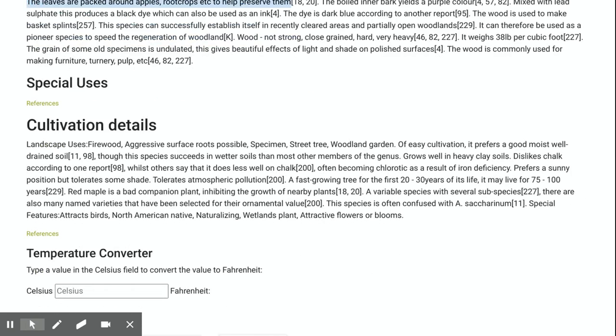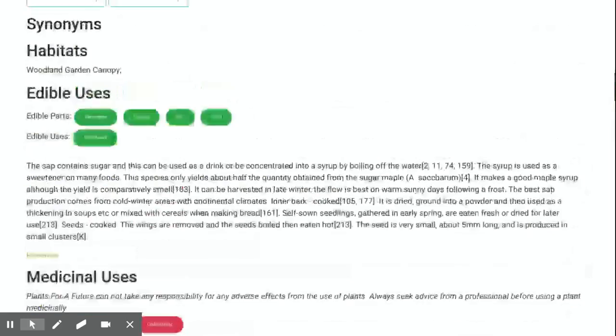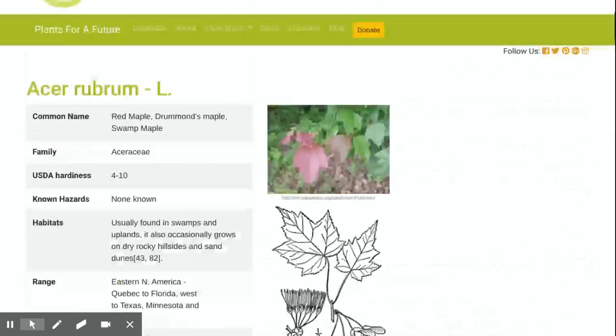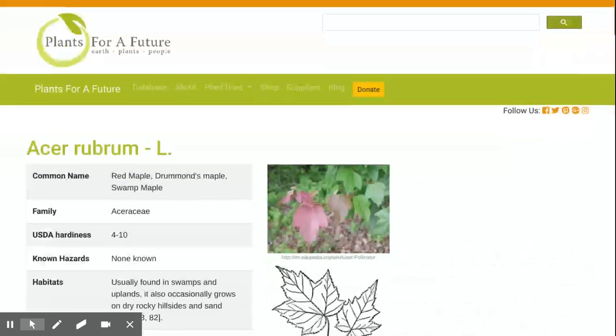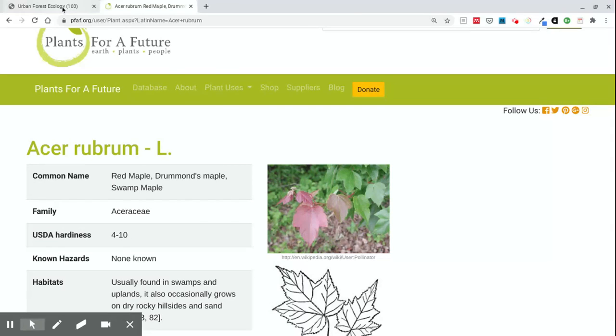So Plants for a Future, they have all sorts of great information. I highly recommend going through and checking out the information on the other maple species that they have in the database when you get a chance to.